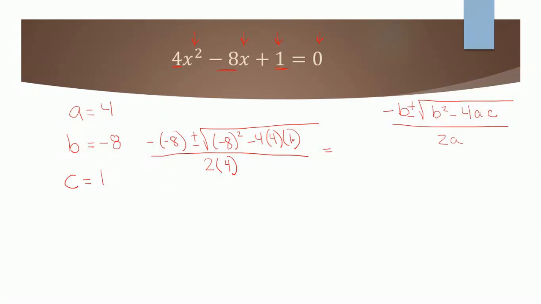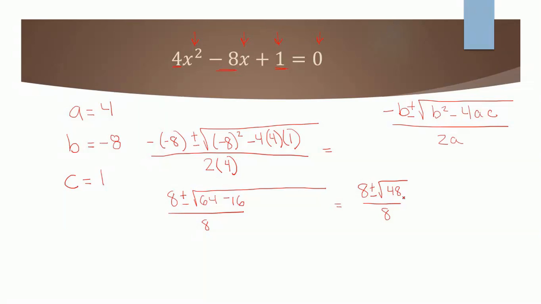Now, let's simplify what's inside here. Negative 8, well, that's just a positive 8, right? No need for those two negatives. 8 squared, negative 8 squared, excuse me, is 64. 4 times 1 is a negative 16, and that's just all over 8. 64 minus 16 is 48. So I'll get square root of 48 there. And I'm still all over this 8.